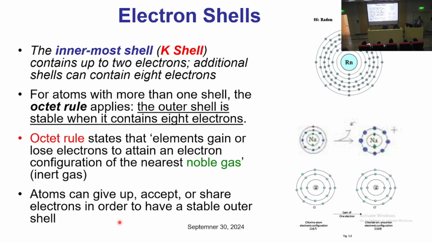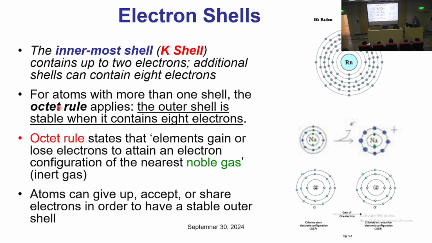So why the electrons are moving around, and why all these different things are happening? So for atoms with more than one shell, we have what we call the octet rule. The outer shell is stable when it contains 8 electrons. Usually the atom is seeking stability, and it becomes stable when it has 8 electrons in the outer shell, when the outer shell is at full capacity.